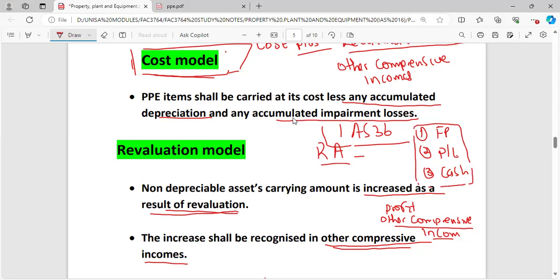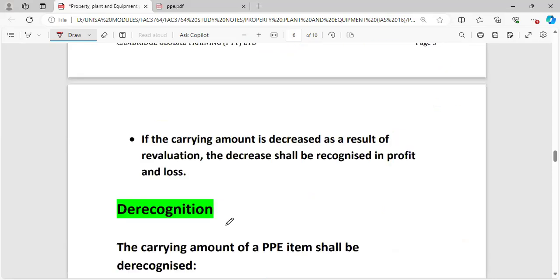In the profit and loss, let's say you are using the cost model, it means you are going to take the carrying amount to the statement of financial position. Then you take depreciation for the year to the profit and loss as an expense. So that's basically where it will fit, right?